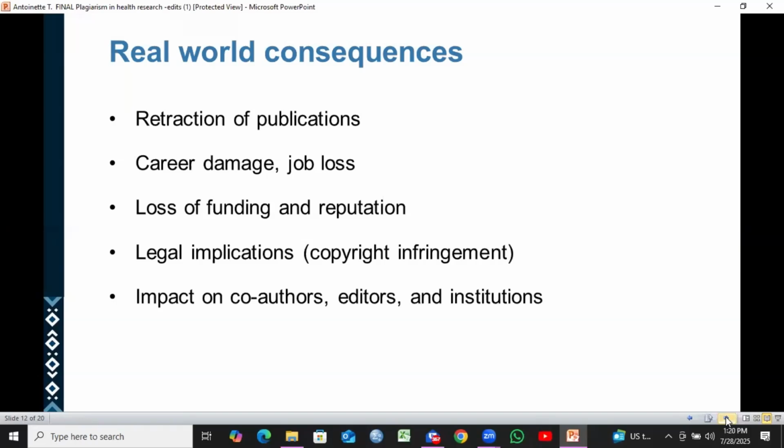You can also have legal implications, like in the real world examples we've seen in the previous slides. You can be locked in prison. Fines can be put on you up to millions, like $7 million, like we saw, hundreds of thousands of dollars and all. It also has an impact on co-authors, editors, and institutions. So plagiarism really has a deep impact in the academic world, which should really be avoided.